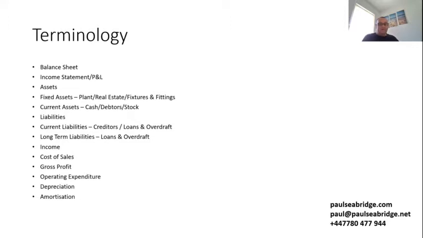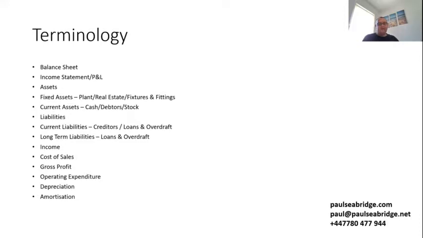You then have liabilities. Current liabilities will be liabilities that need to be settled within a year. These could be trade payables or trade creditors. They could be loans or overdraft, for example. And longer term liabilities tend to be things like mortgages, overdrafts, long-term loans.